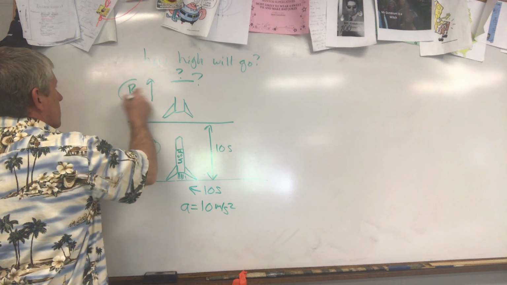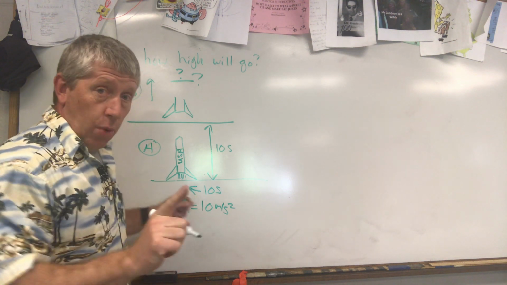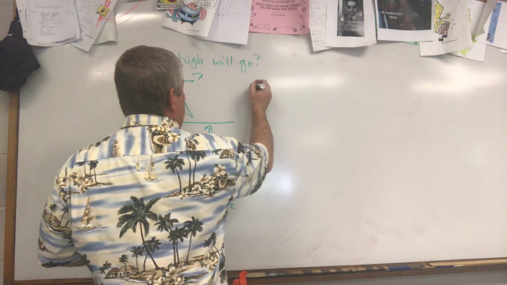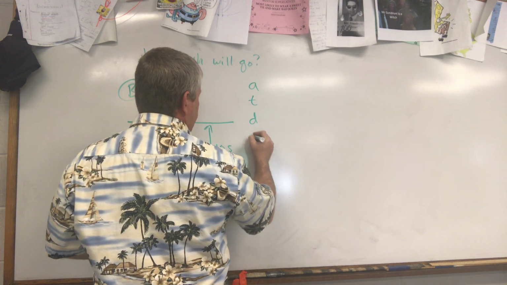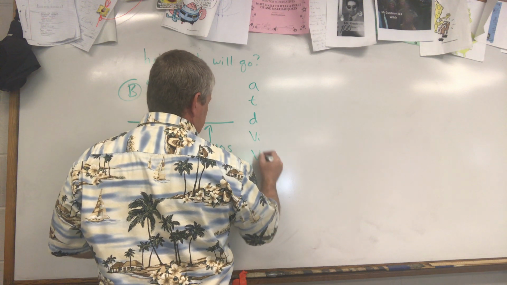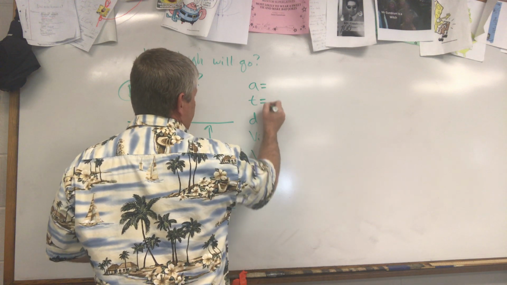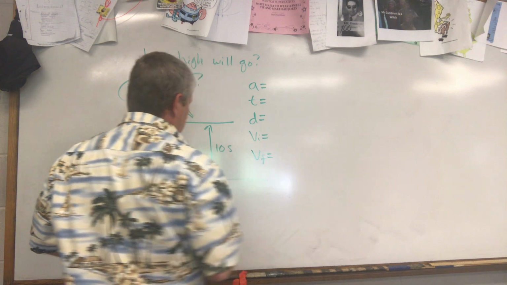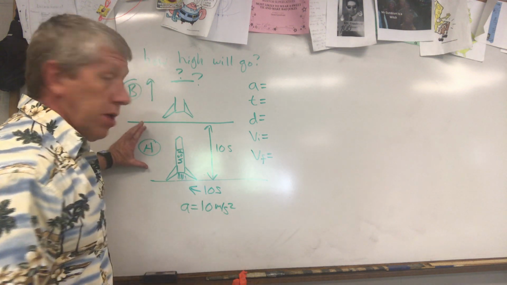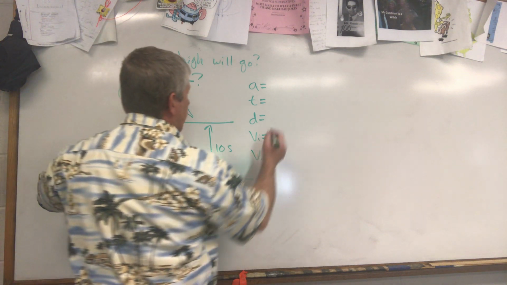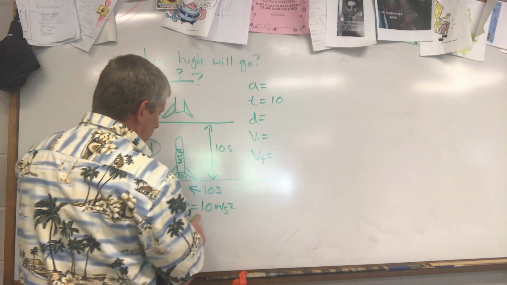Part B. Part A, what do we know? Write down our physics 5: acceleration, time, distance, initial velocity, final velocity. Those are the physics 5. Which ones do we know? We know the time the rocket engines are firing during part A, 10 seconds. The acceleration rate of the rocket is 10.